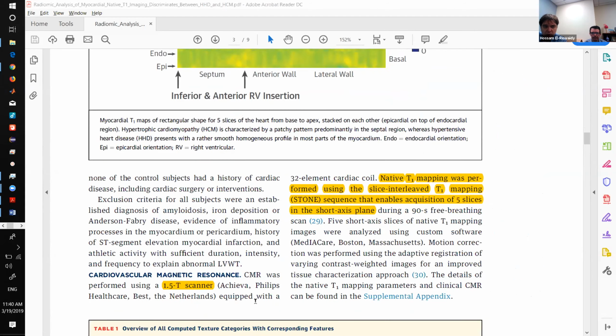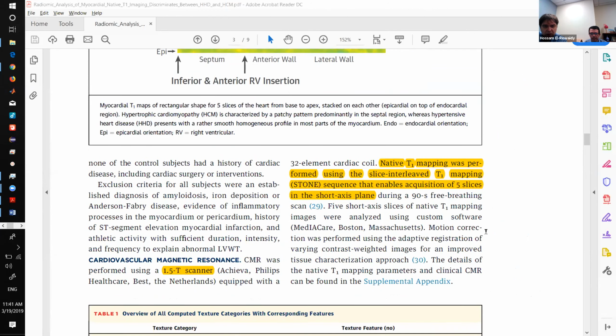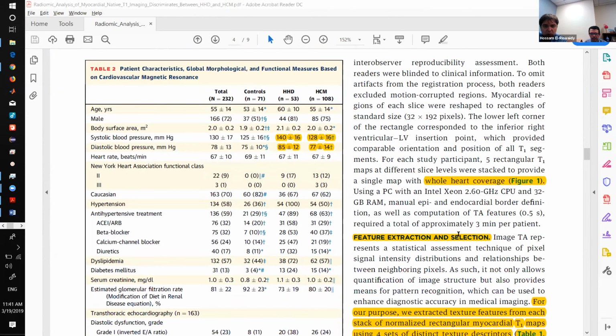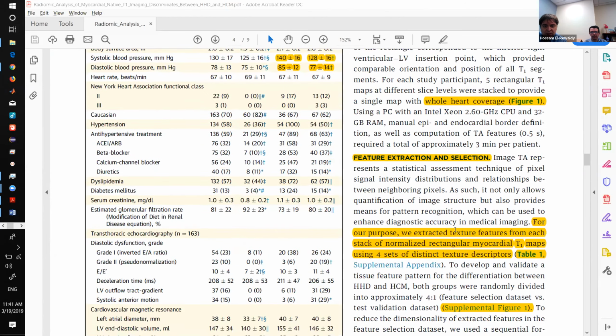Then we performed, on a 1.5 T scanner, native T1 maps with a slice-interleaved T1 mapping sequence called STONE. And we covered the whole heart from base to apex. And then we performed feature extraction.